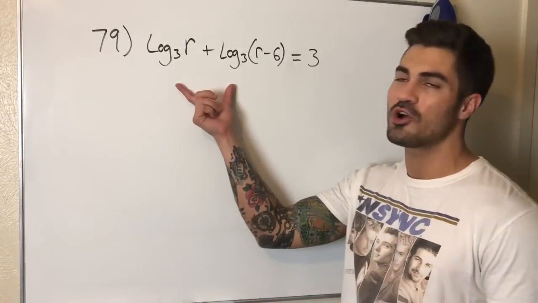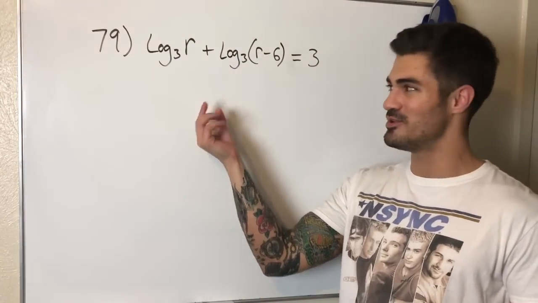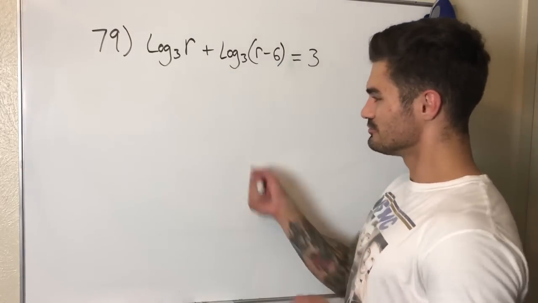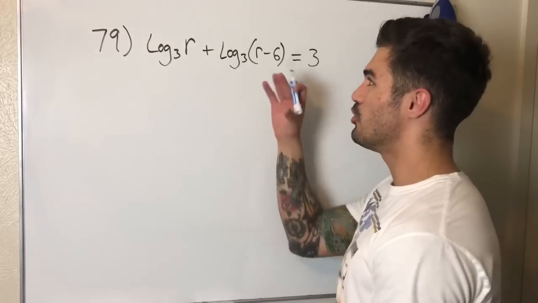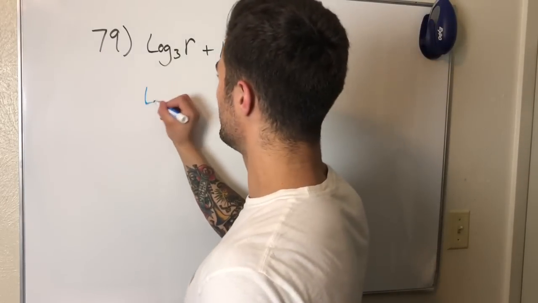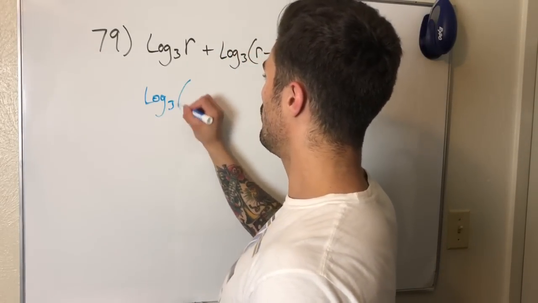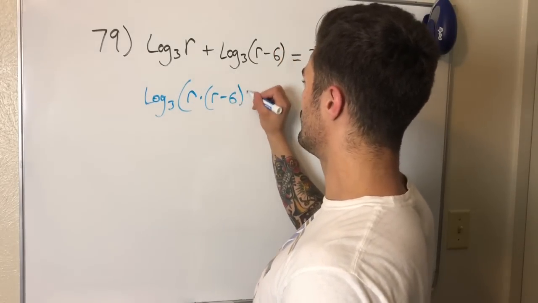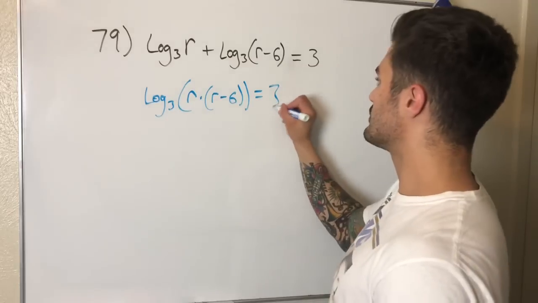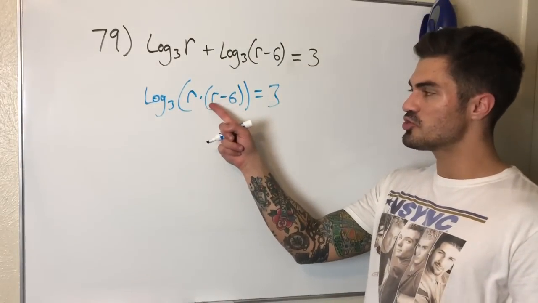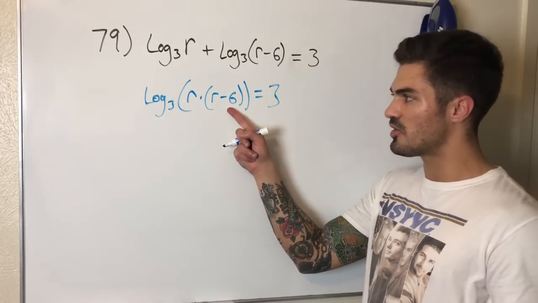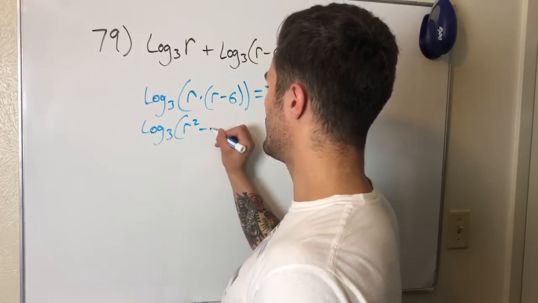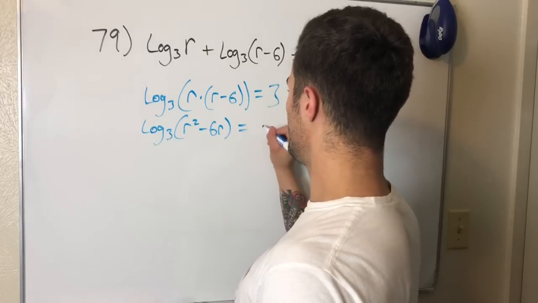So we're going to have to use our log rules to combine this, and then we'll have log of something equals some number, which is 3, right? So addition becomes what when I combine it? Multiplication. So I have log base 3 of r times r minus 6. That has to distribute. So this is how I would write it personally. When I distribute that, I get r squared minus 6r. So log base 3 of r squared minus 6r equals 3.